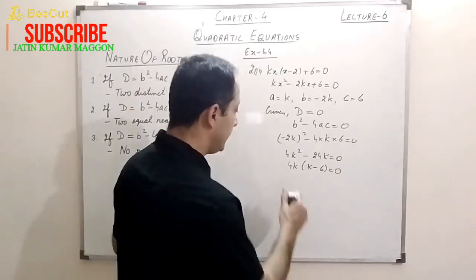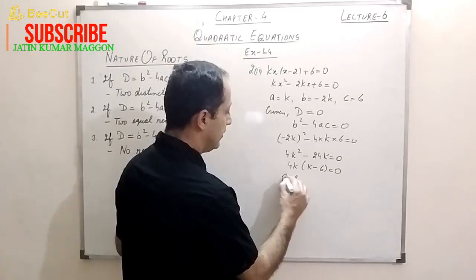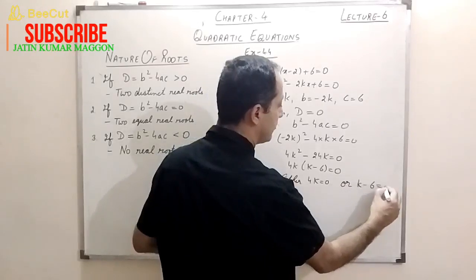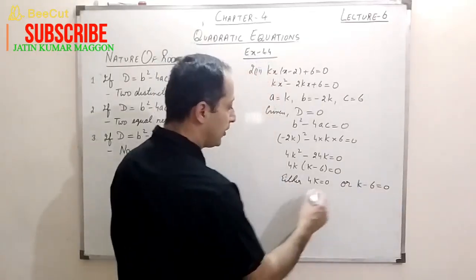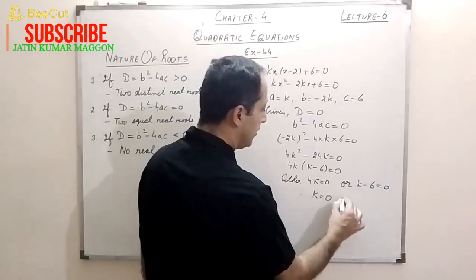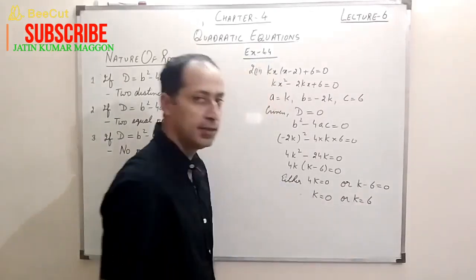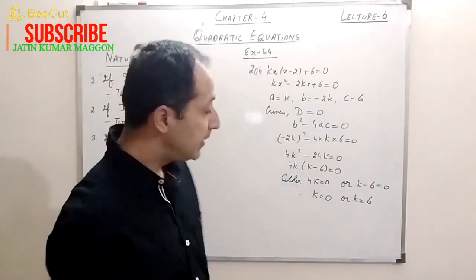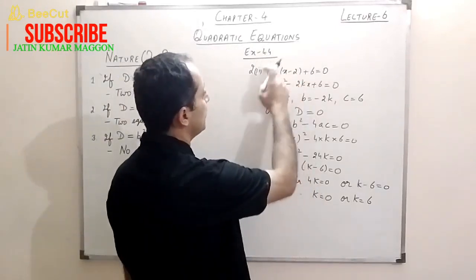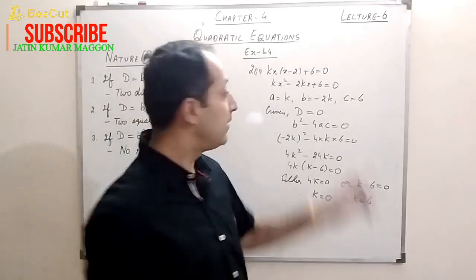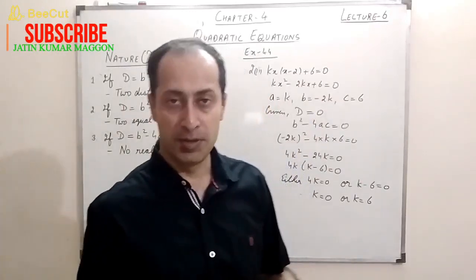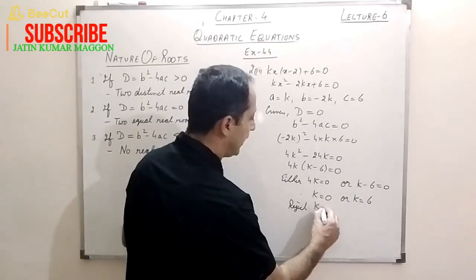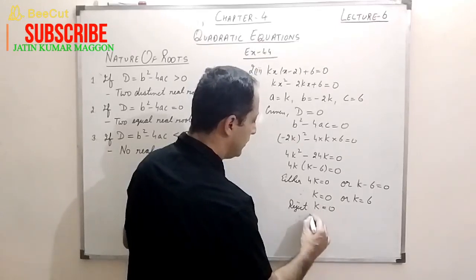So what do we write? Either 4k equals 0 or k minus 6 equals 0. Right? So when we write 4k equals 0, therefore k equals 0 or k equals 6. Now you see one of the values is valid here and the other one is not a valid value. Why? See, if I take k equals 0, this whole term becomes 0. If this whole term becomes 0, what are we left with? We are left with 6 equals 0, and that is not true, right? So what do we do? We reject k equals 0.